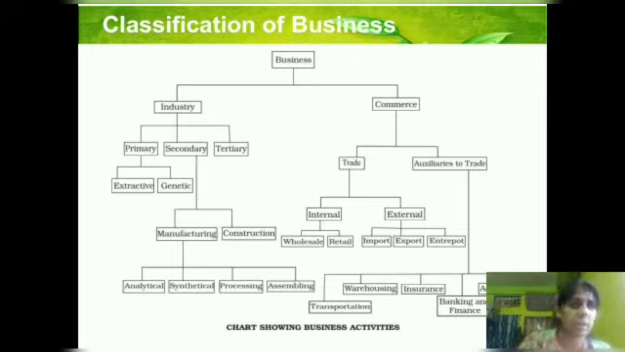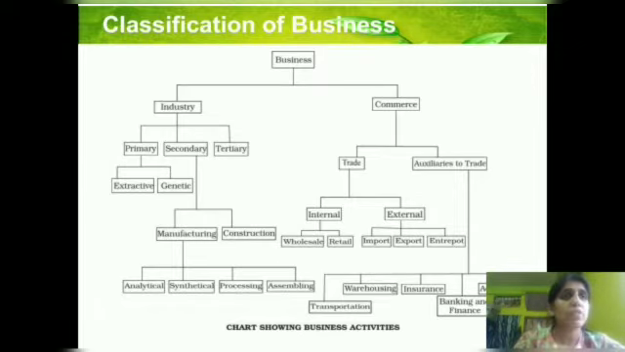I repeat the whole thing. Your industry is basically of three types, primary, secondary and tertiary. Primary is further divided into two categories, extractive and genetic. Secondary is further classified into manufacturing and construction. Manufacturing is further subdivided into four types, analytical, synthetical, processing and assembling. And tertiary is just one sector, tertiary.